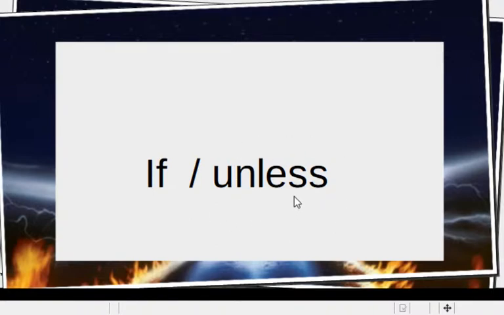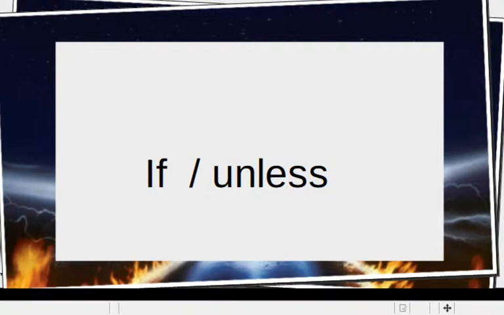And unless introduces the condition, but in a negative way. So it could be translated as a menos que, a no ser que. Unless you get A, you won't have B. A no ser que se cumpla A, no vas a tener B. I'm reminding you of this in case anybody doesn't remember exactly the meaning of unless. I think you're probably all familiar with if.